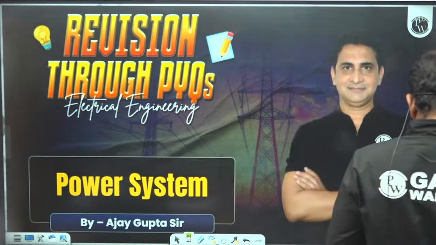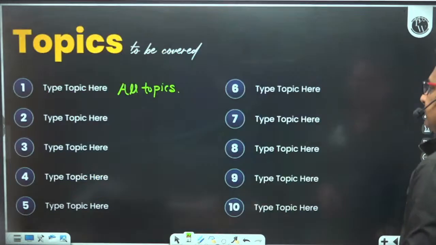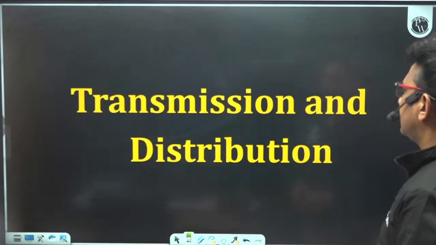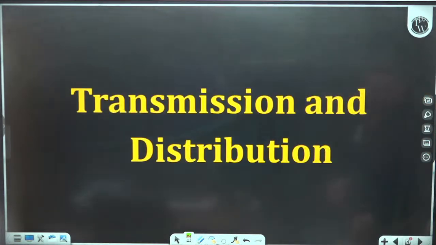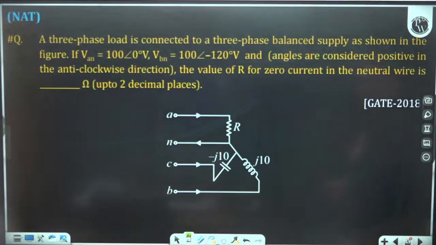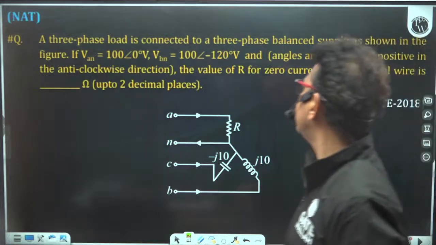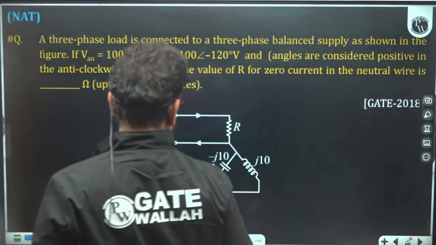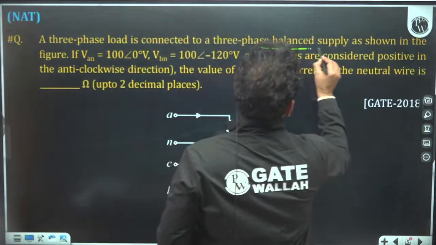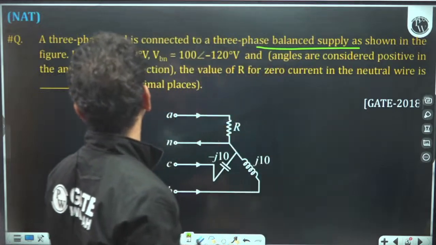Okay, so let us start with the transmission and distribution topic. The first question is from the three-phase circuit. It is from the GATE 2018 question. A three-phase load is connected to a three-phase balanced supply, that is, the three-phase supply is a balanced one, as shown in the figure.